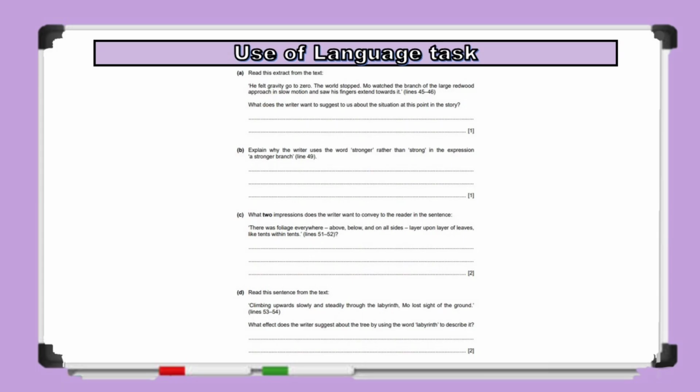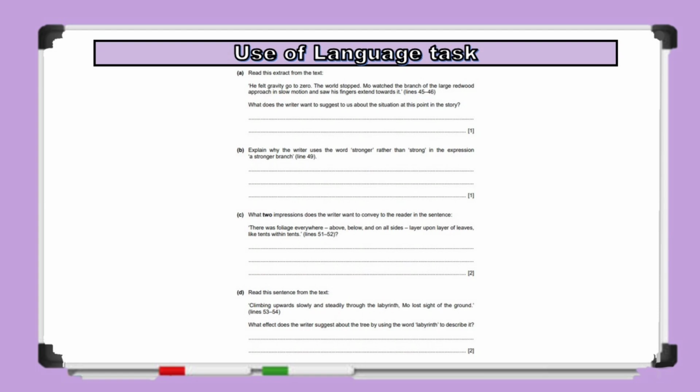Let's begin with question 2 part A. This question says, read this extract from the text. "He felt gravity go to zero. The world stopped. Mo watched the branch of the large redwood approach in slow motion and saw his fingers extend towards it." What does the writer want to suggest to us about the situation at this point in the story?